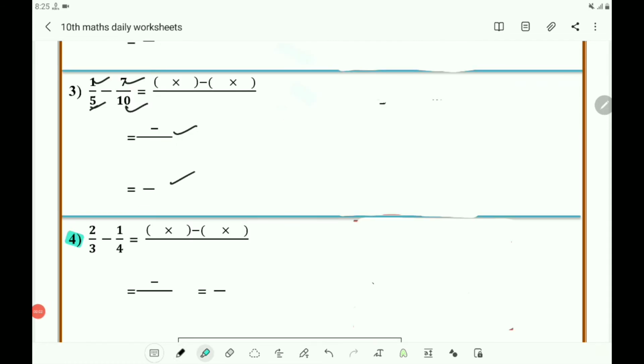Next take the fourth one, 2 by 3 minus 1 by 4. What is the LCM of 3 and 4? The LCM of 3 and 4 is 12. Why is it 12? Because they are co-prime numbers. Here 3 and 4 are not in a common table, so you must take the product as the LCM. Again, here you know that 3 into 4 is 12, 2 into 4, 4 into 3, 1 into 3. That you have to take in the numerator. After that, simplify the numerator and get the answer.